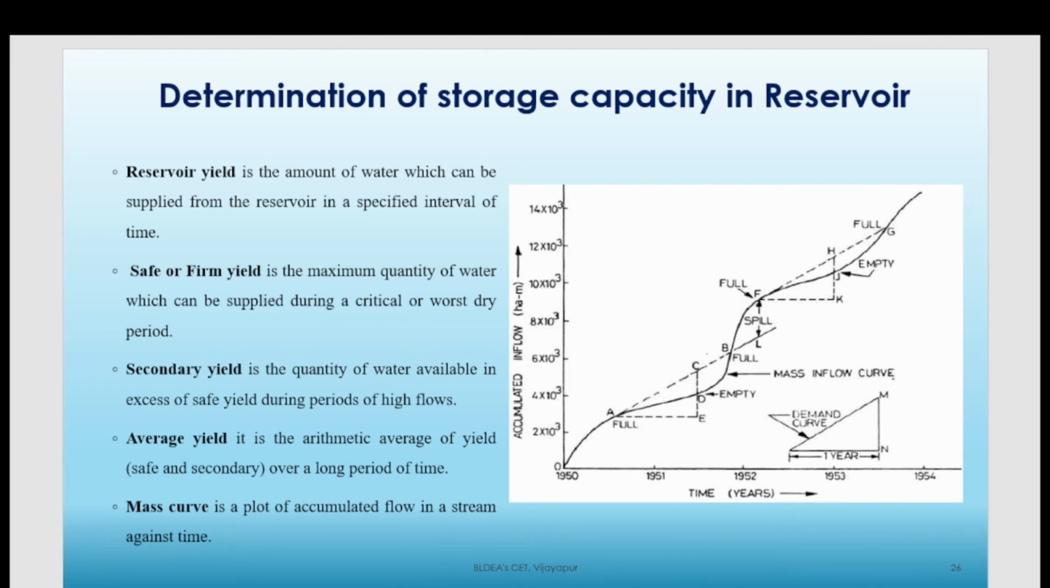Here the mass curve is a little different. Earlier it was the rainfall which was considered for your mass curve. Here we are going to take the accumulated inflow or the discharge, we can call it, right? So accumulated discharge or inflow, or we can also call it cumulative discharge, against the time. You can see this figure representing the mass curve.